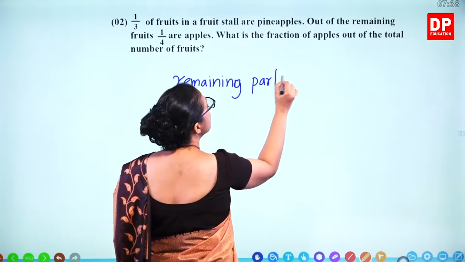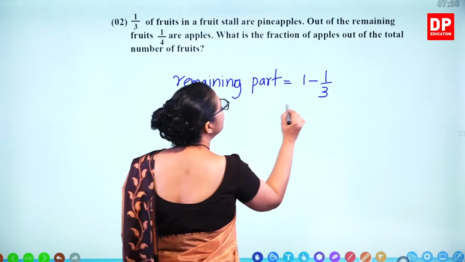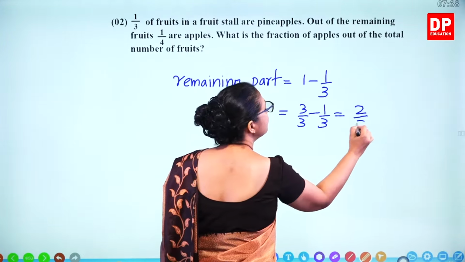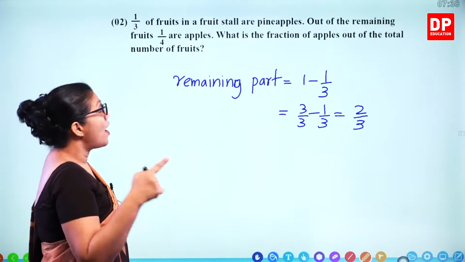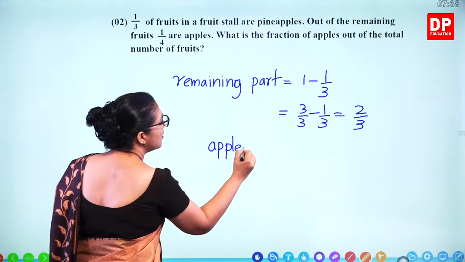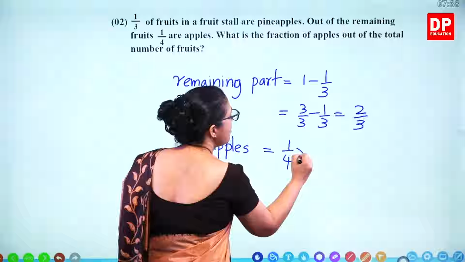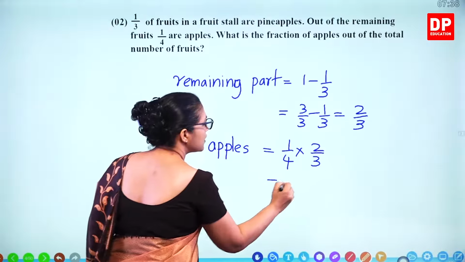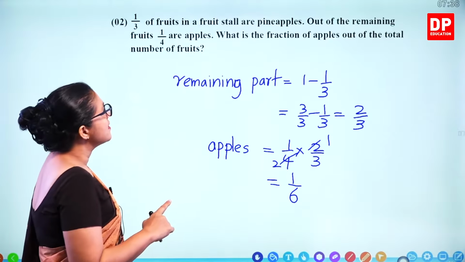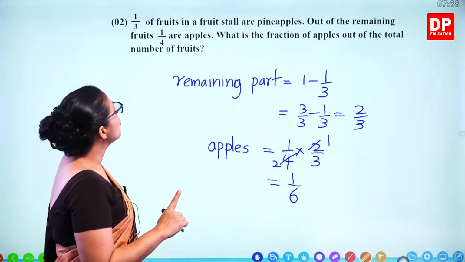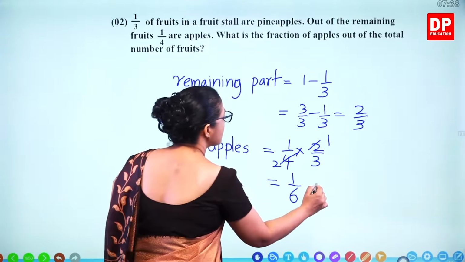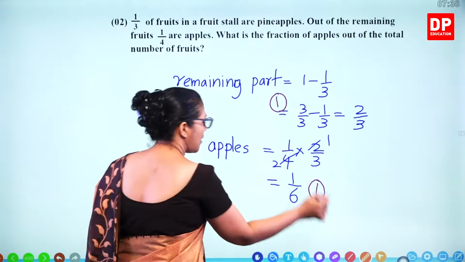The remaining part is 1 minus 1/3. So 3/3 minus 1/3 becomes 2/3. Then 1/4 of the remaining part are apples. So apples are 1/4 of the remaining part, 2/3. So what's the value? 2 times 1, 2 times 2 gives 2/8, that is 1/6. So 1/6 is the fraction of apples out of the total number of fruits. So you get 2 marks, 1 mark here and 1 mark there.